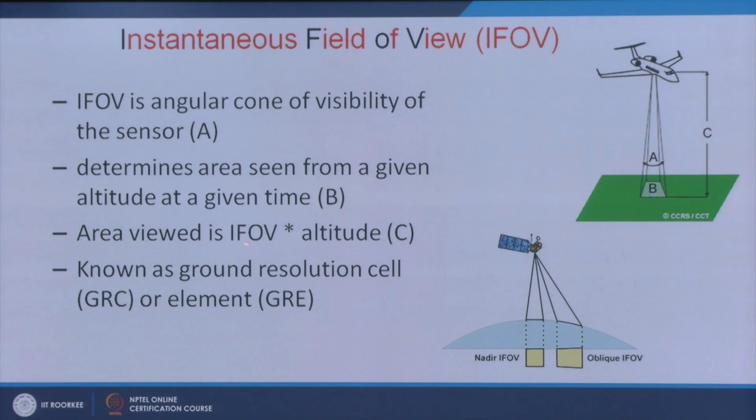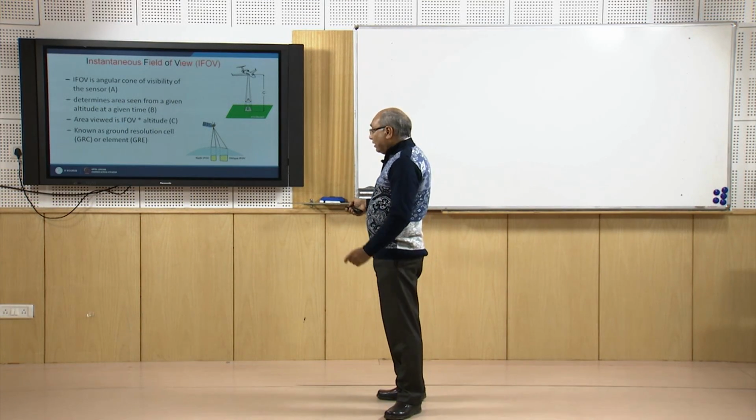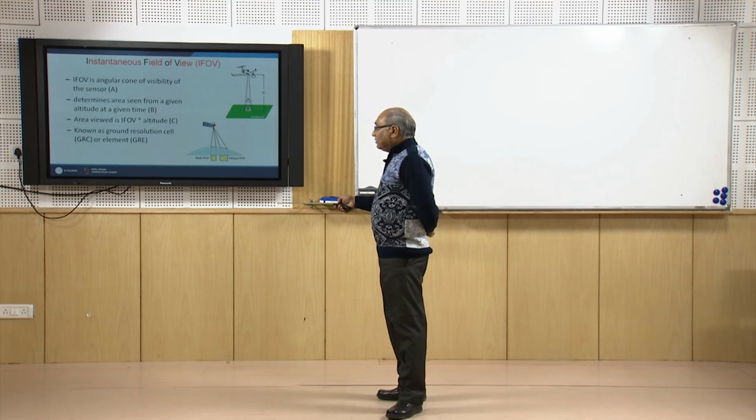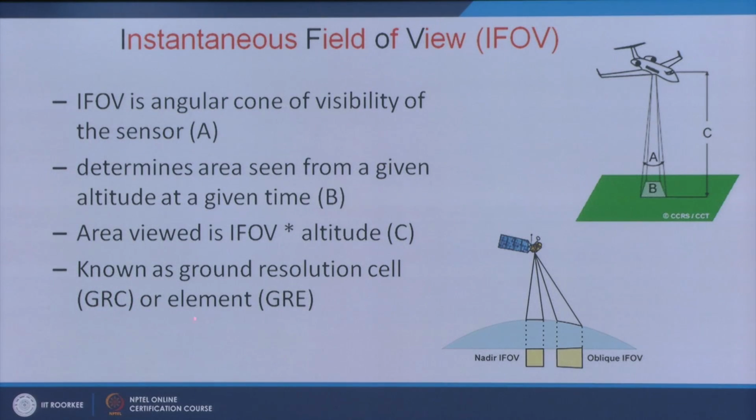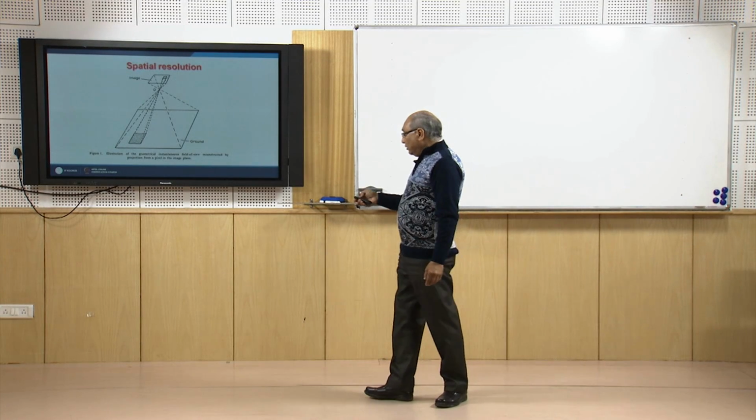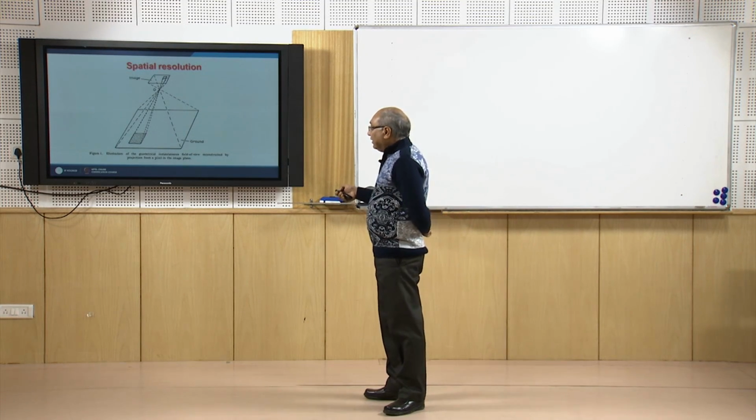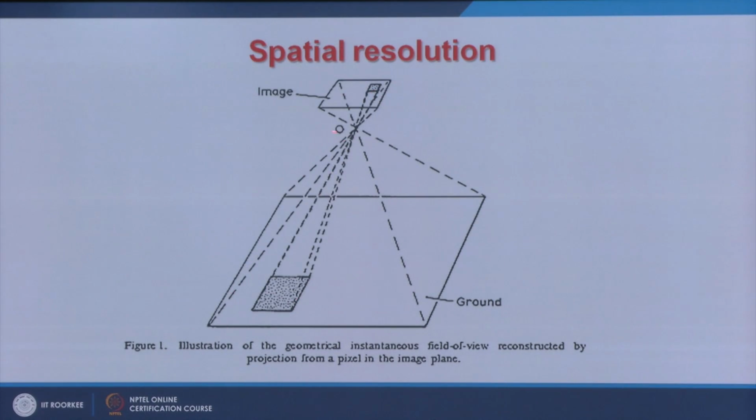The area viewed depends on the IFOV and the altitude. If it is flying at a very high height, then the size of the pixel, the coverage of the earth, will be much larger with the same sensor. So that is known as the ground resolution cell, GRC, or element or pixel. As I mentioned, this is how the area is recorded in an image, and the solid angle is then converted to this one.